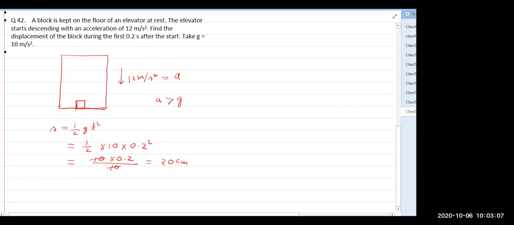So the main point to catch here is, since the acceleration of the floor is more than g, the object kept on the floor will lose contact with the floor and fall freely under gravity. So we will write half g t square. No need to write this acceleration. This acceleration will not be written. Simply you have to write half g t square.